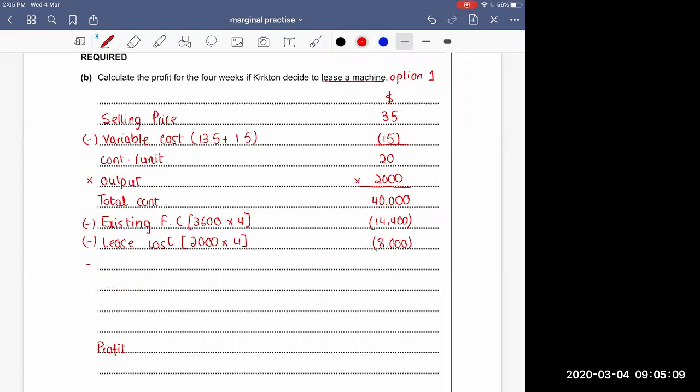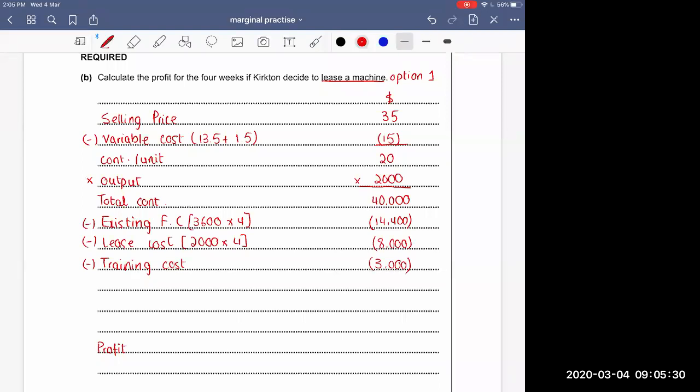Sir, then we have training cost. That is only one-time training cost. How much is it? That is 3,000. So from contribution, we have deducted our existing fixed cost, which we will incur anyway. That cost will not reduce because of the lower output level. We will pay leasing cost of 8,000 and training cost of 3,000.